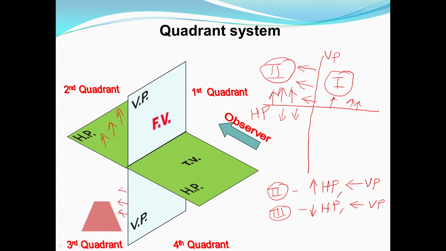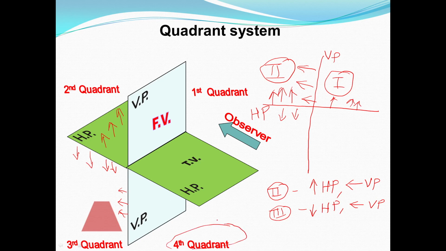Object is behind the VP and below the horizontal plane. The object is below the horizontal plane. So third quadrant means below the HP, behind the VP. Right, for now, fourth quadrant.